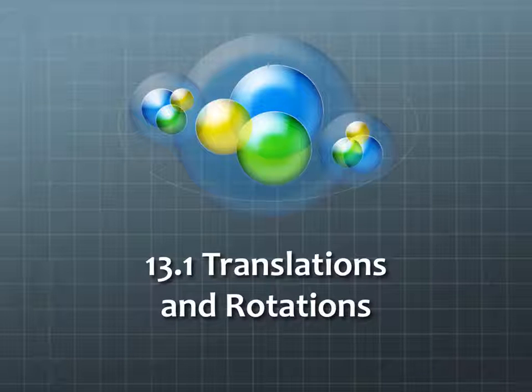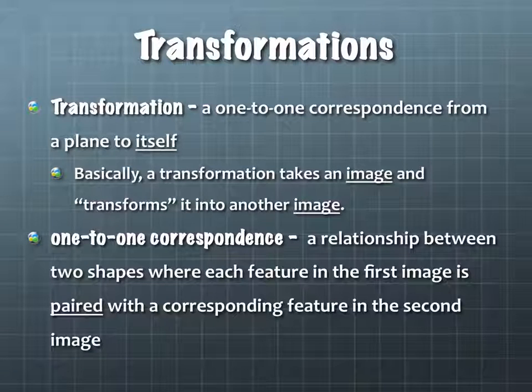Today we're taking a look at section 13.1. This section is called Translations and Rotations. And what we're going to work with today to start with is a general term for both of those items and some more we'll discuss in the later sections called transformations. All right, so a transformation is a one-to-one correspondence from a plane to itself. Basically, a transformation takes an image and transforms it into another image.